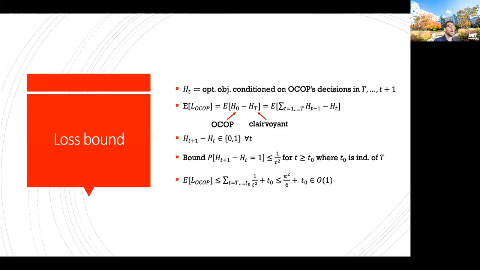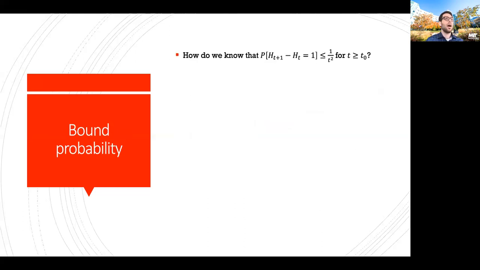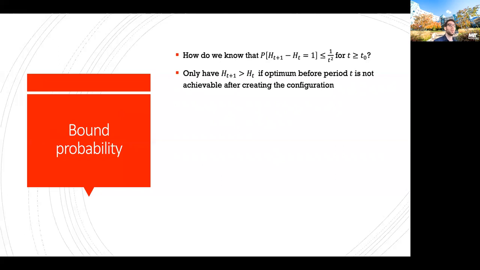Now, what remains to be done is the probability bound. How do we know that the probability of the difference being equal to 1 is actually small? For that, recall that HT plus 1 is only greater than HT if the decision in period T plus 1, in particular the configuration that we created or committed to creating in period T plus 1, implies that the clairvoyant, when forced to create that configuration, will end up with a greater objective.